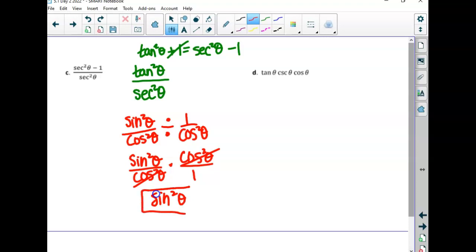Just a sine squared. Everybody okay? Anybody lost? Whenever you see that plus or minus in there with a squared something, look for one of those Pythagorean identities, okay?